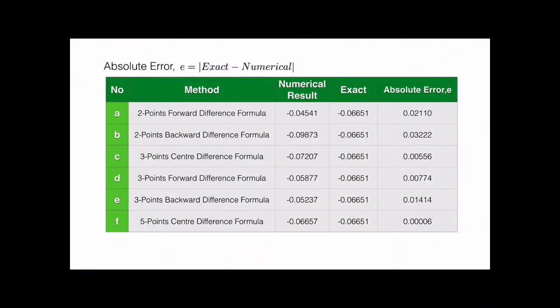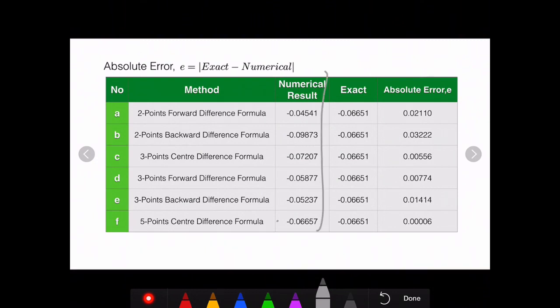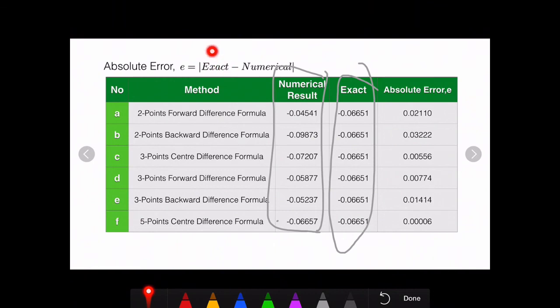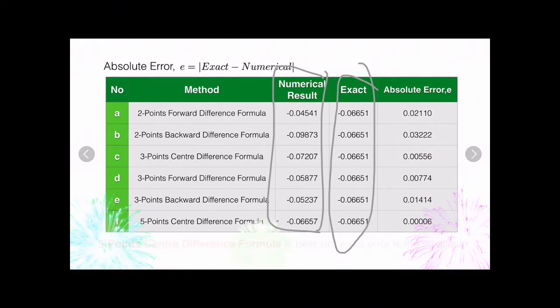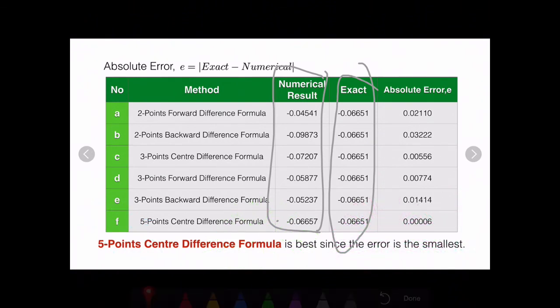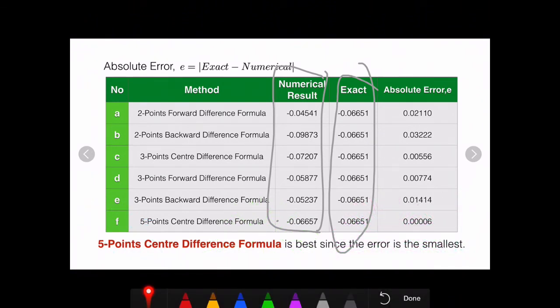Once we get the derivative value, we substitute it inside this table, which summarizes all the answers from the previous calculations, and this is the exact solution that we have here. What I need to do is calculate the absolute error, using exact minus the numerical result. When we go through this one by one, we found out the best approximation is the 5-point centered difference formula. It gives the smaller error over here.